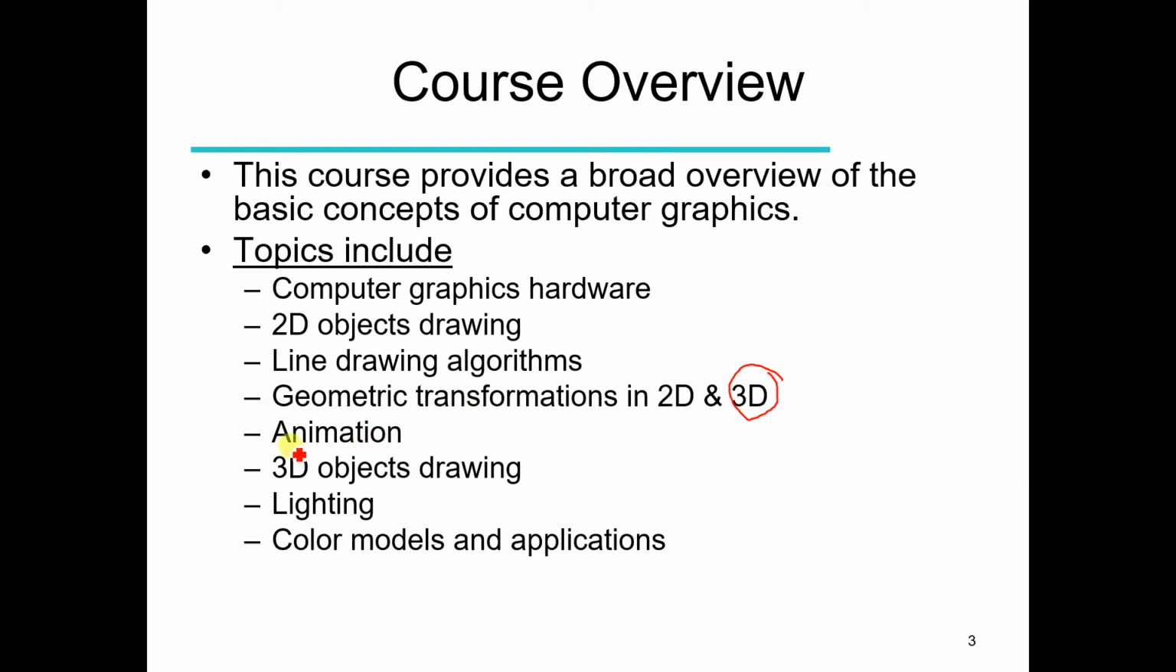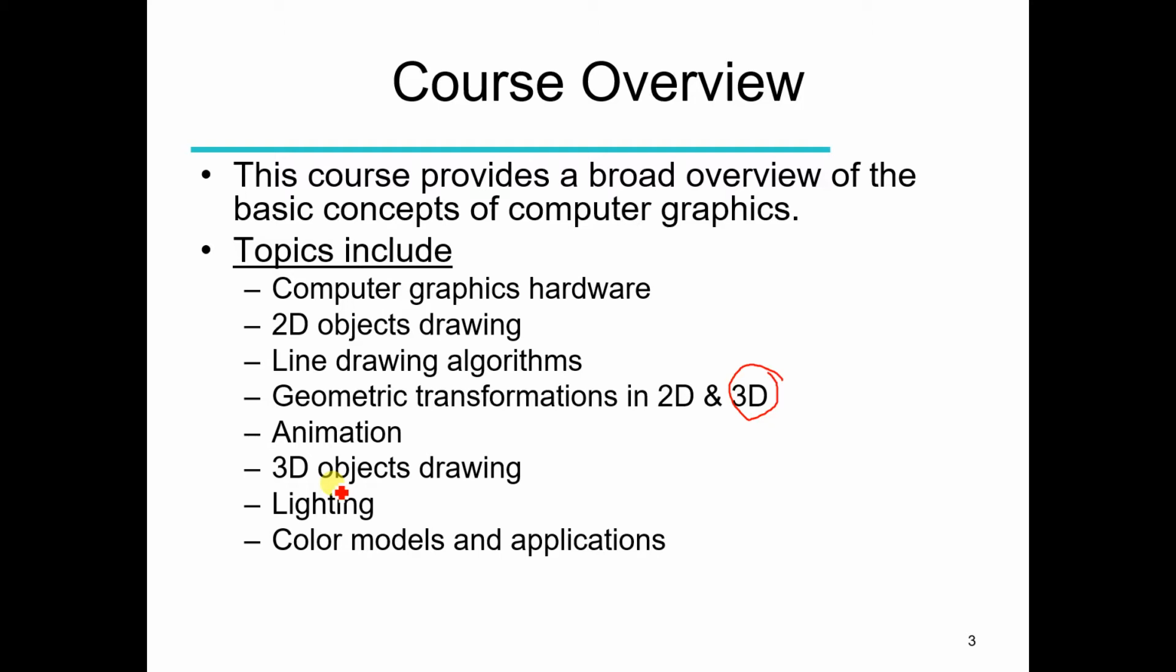We will discuss in this course computer animation, and animation is an important topic of computer graphics. So we can create synthetic movies and synthetic images, which create the computer animation in which the objects are doing some operations, for example translation, rotation, scaling, and doing some kind of actions. We will also discuss three-dimensional object drawing, in which we will discuss how we can draw a three-dimensional object on the computer screen.